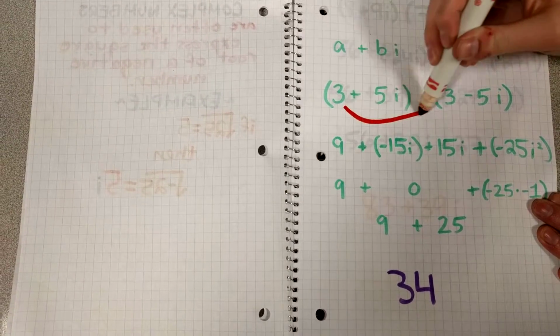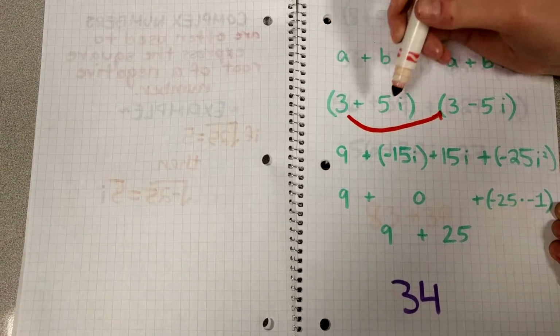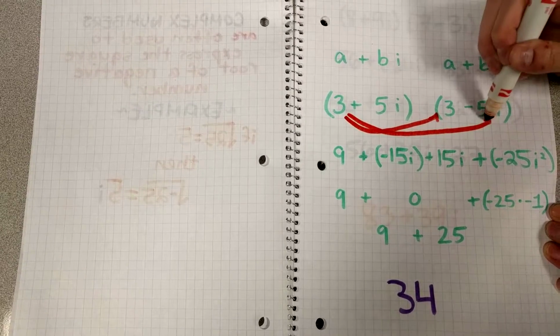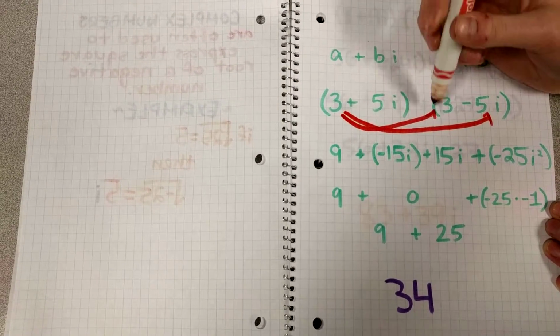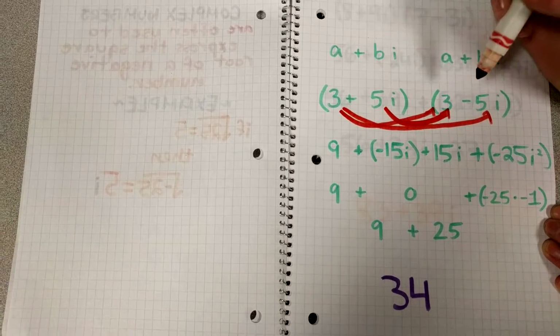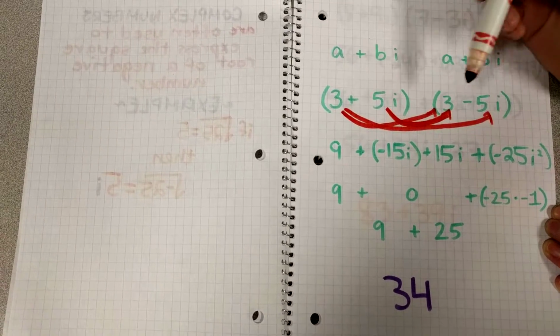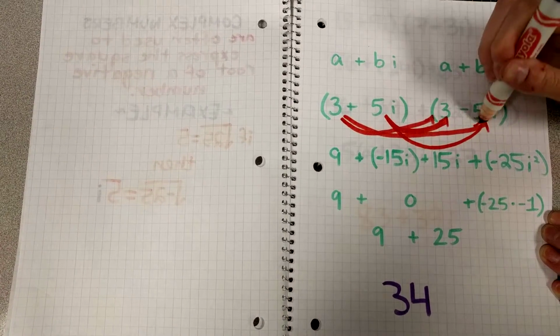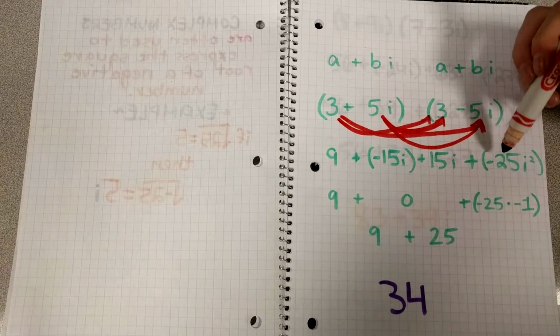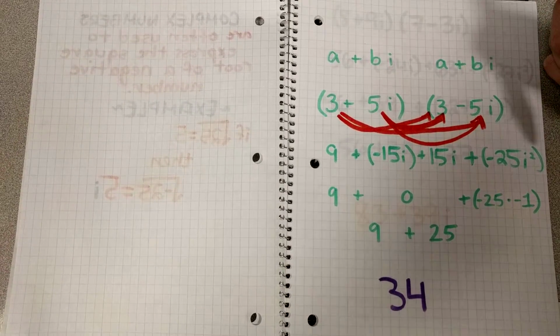So 3 times 3 equals 9. 3 times -5i is -15i. 5i times 3 is 15i. And 5i times -5i is -25i squared.